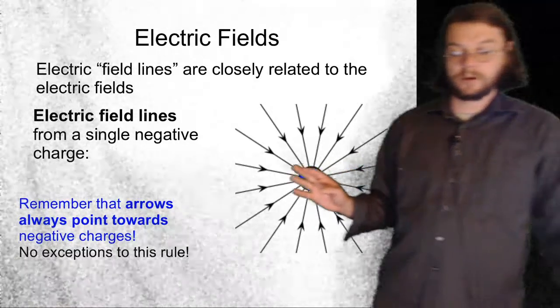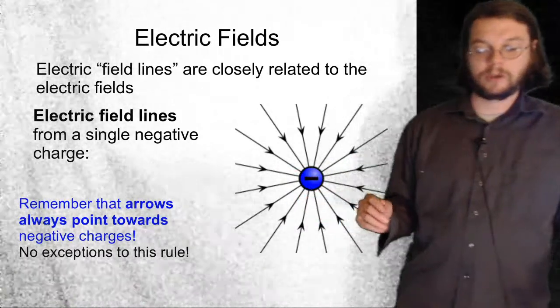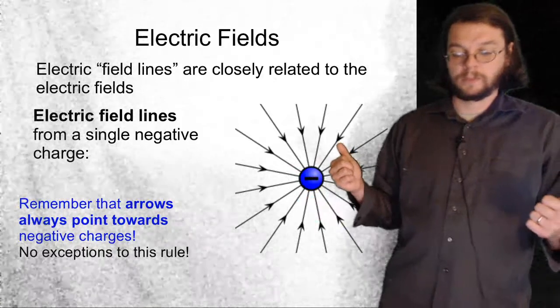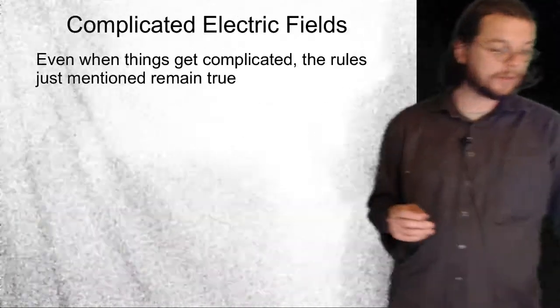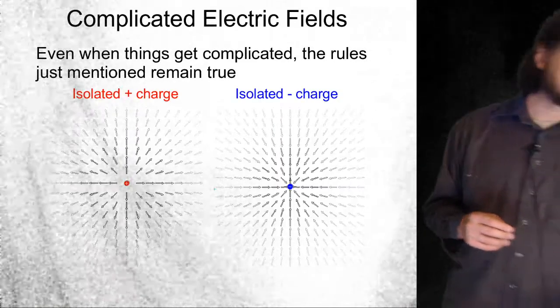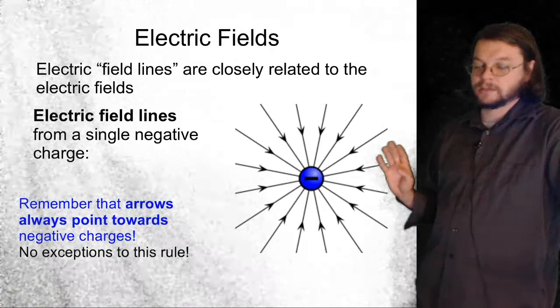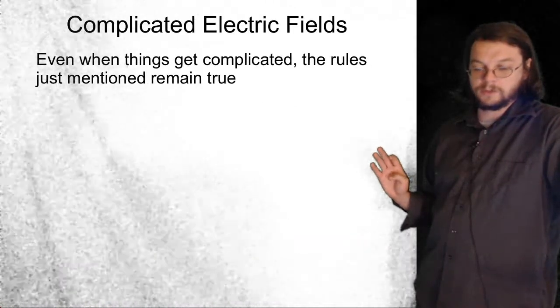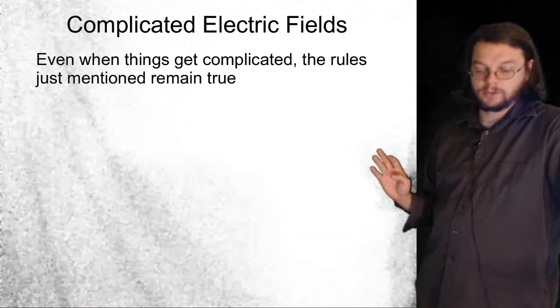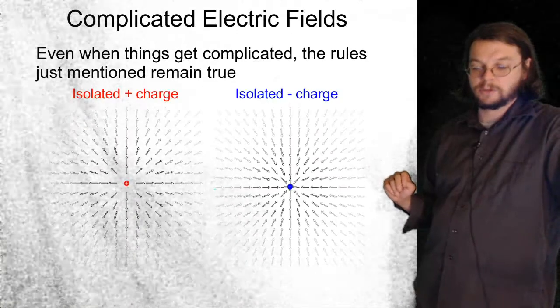Under no circumstance are there negative charges that have arrows going out of them. And there are no positive charges that have arrows going into them. So no matter how complicated things get, that's just not what's going to happen. Let's try to do the next most interesting thing to do. Let's put a positive charge next to a negative charge.